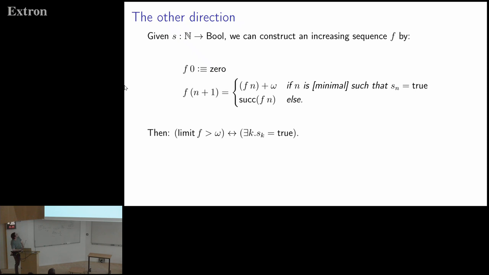We can first construct a sequence F by setting F0 to 0, because why not? And we set Fn plus 1. Well, we have to be increasing. So we either set it to Fn plus 1, or we set it to Fn plus omega. And we choose the first option if n is such that the Boolean sequence is true at position n. And then you can actually show quite easily that the limit of this F is strictly larger than omega, exactly if the original sequence is true somewhere.